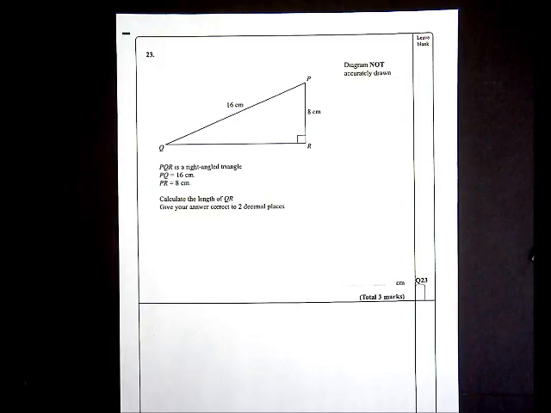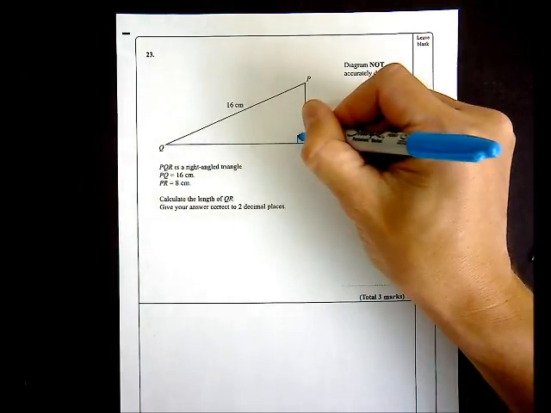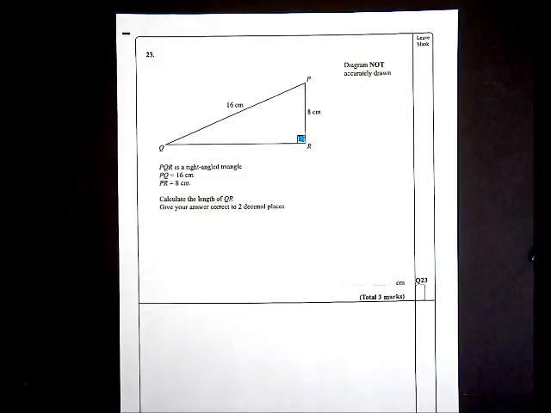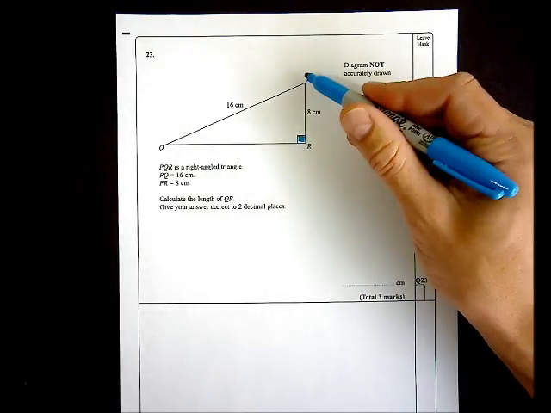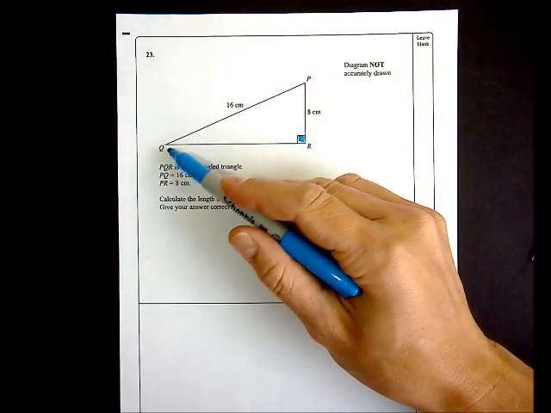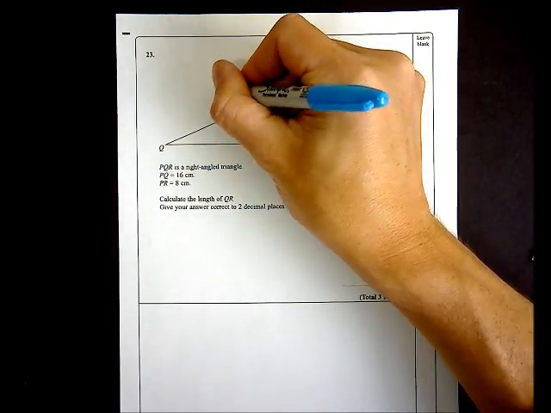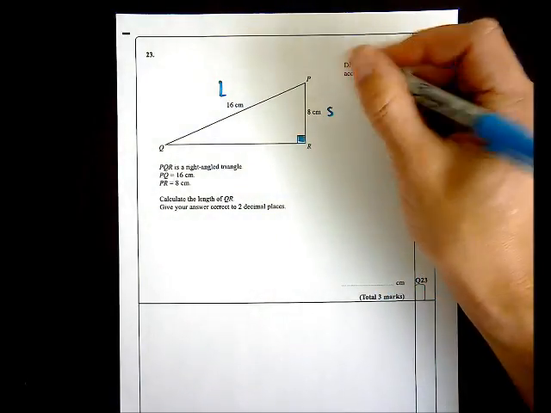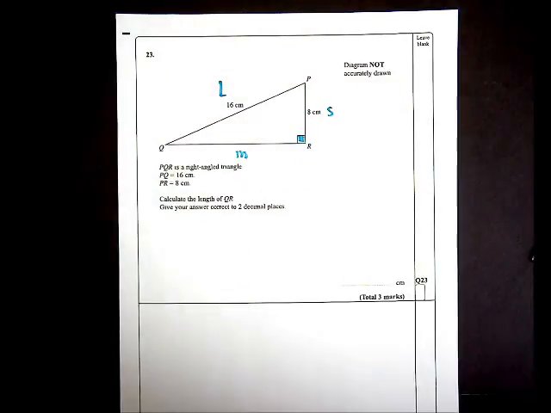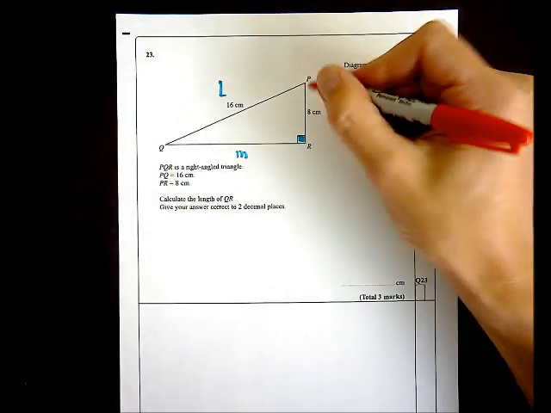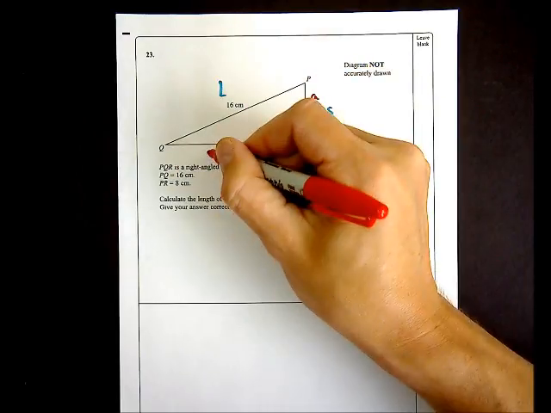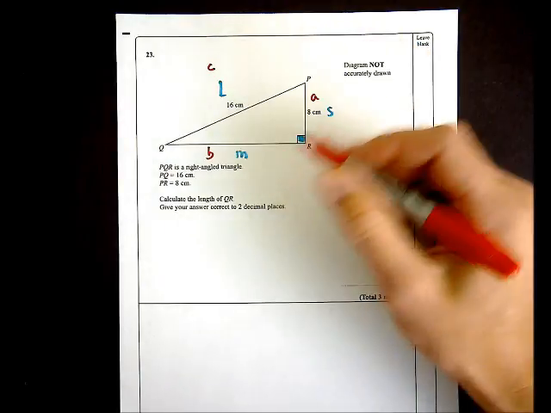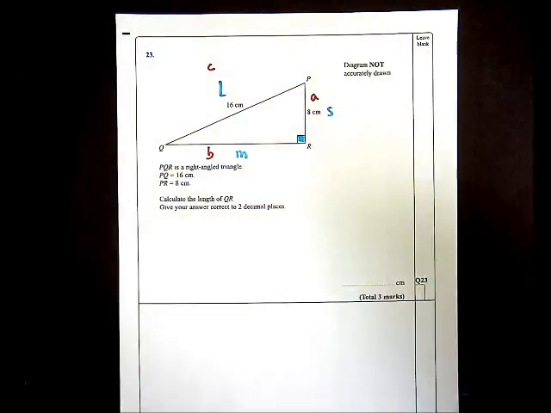On question 23, I'm given a right-angled triangle, my right angle here, and I'm given a couple of distances in it, which is 8 centimeters here and 16 centimeters here for the longest side. So that's the longest side. I would say that this is the shortest side, and I'm going to call this the medium side. Now I know that some people sometimes refer to these as different letters. This is called A, this is called B, and this is called C. I'm going to use short, medium, and long.